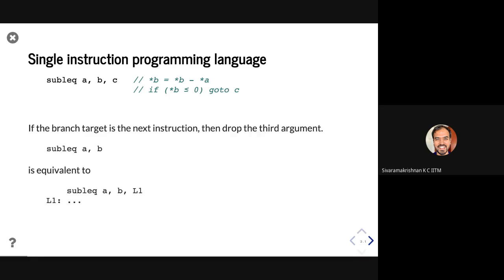For simplicity, we'll also introduce another syntactic sugar. This is not a primitive instruction. We are just going to drop the label C. We'll just take subLEQ A, B. We'll ignore C, where the meaning is that we are not branching anywhere. We are just branching to the next instruction. Really, you can think about this form as just branch to the next instruction in the tree. So you might wonder, what can we even do with this single instruction programming language?